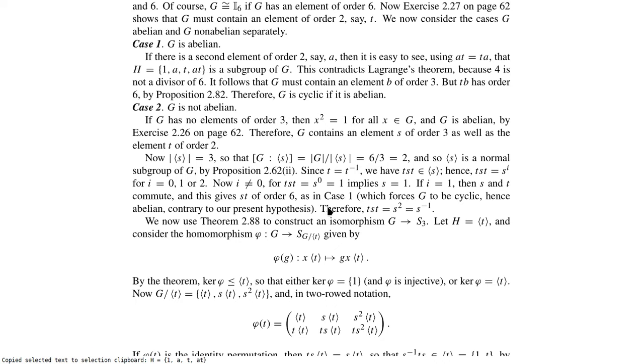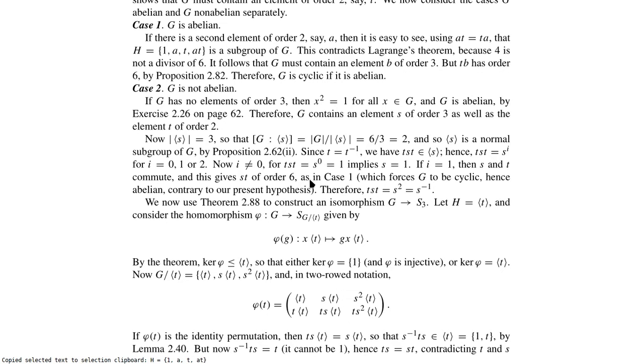So case 2, when the group G is not abelian, we're going to have to look at different cases. But okay, so if G has no elements of order 3, then you're going to have x squared equals 1 for all the elements of the group, and it's going to be abelian, which is what we know already. So then that's not possible. So it must contain some element of order 3 as well as an element of order 2, right?